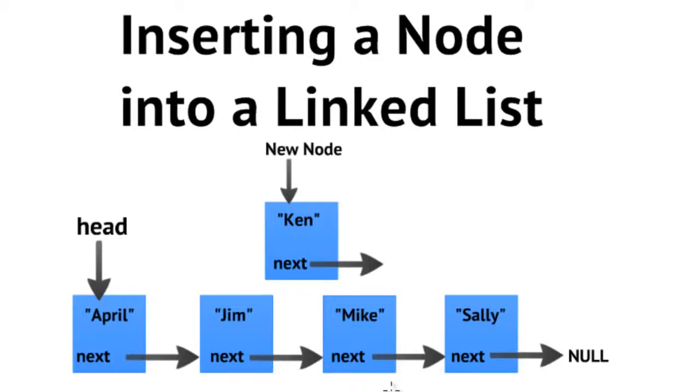So if you look at this example here, we have this linked list in which we have nodes that have names in them, and we're trying to maintain these nodes in alphabetical order. So we have April, Jim, Mike, and Sally, and we're interested in inserting this new node, Ken, into our linked list. You can see that we couldn't just use the add to head function because that would put Ken at the very beginning. What we need to be able to do is traverse through our linked list and find the location, which is between Jim and Mike, to insert our node that has the name Ken.